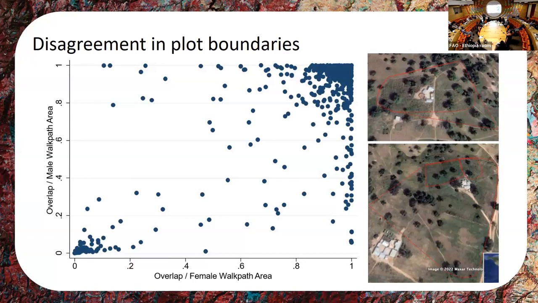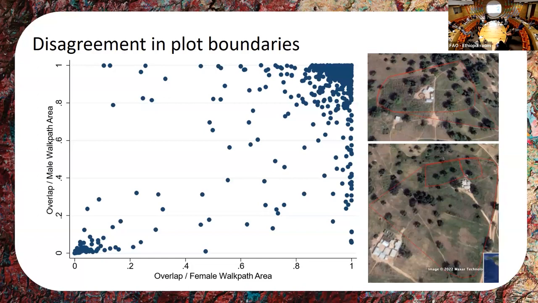Since we interviewed men and women separately about plots, the order that they talked about the plots would differ. So we can't reliably match up plots on the basis of just the survey responses. Instead, we employ the GPS walks and look for overlap to match them up and ensure they're talking about the same plots. So this shows the overlap. The x-axis is the area of the overlapping area divided by the area the female reports. The other axis is for men.